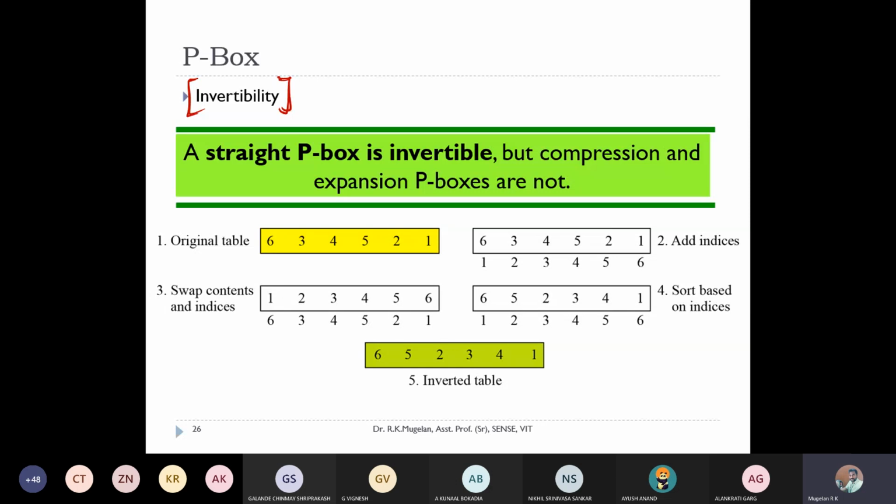I hope you remember how in transposition cipher we created a decryption key from the encryption key. We discussed this in the previous CAT 1 syllabus itself. For example, this is the encryption key which we are going to use, and the decryption key we can generate by adding the indices. Then you can swap them, and if you sort them again, I can get the decryption key. I can say that this encryption and decryption key are invertible to each other. That is, you can generate the encryption key from the decryption key also.